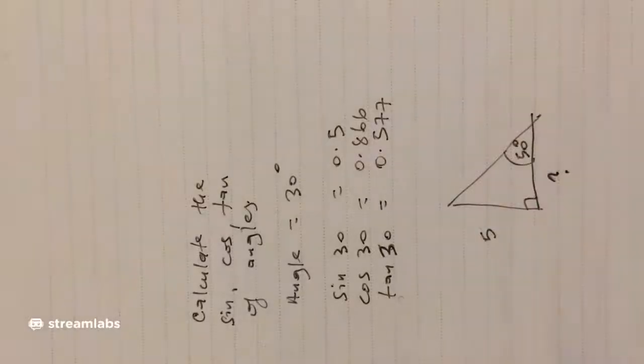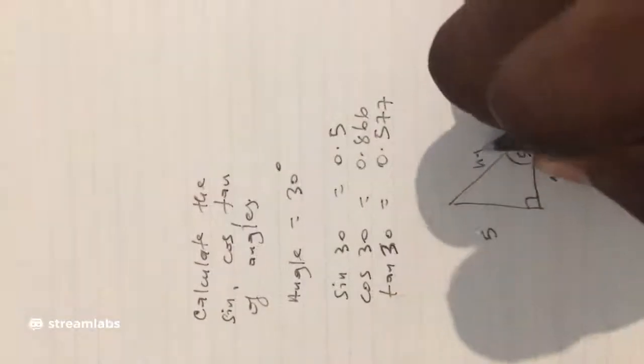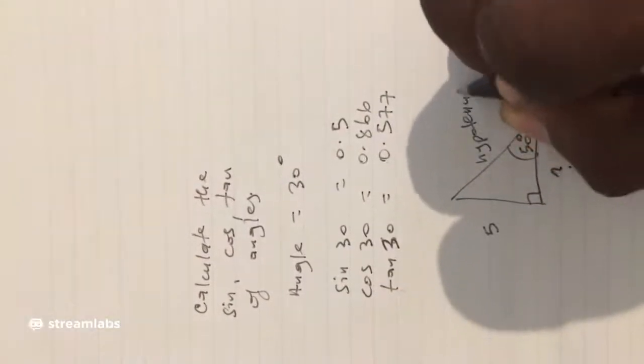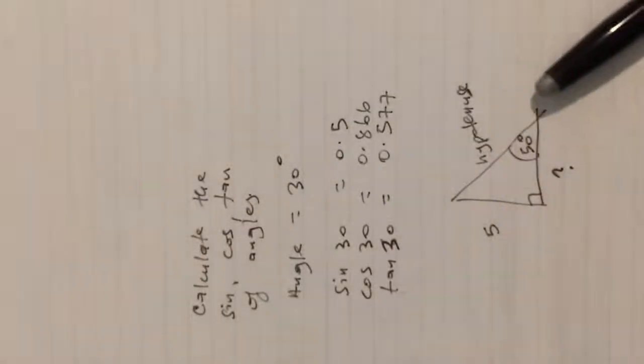Alright, so the first thing we do whenever we have these questions is identify the sides. We identify which side is opposite, which is hypotenuse, and which is adjacent. We know the hypotenuse is always the diagonal line, so that's always the easy part. So this is the hypotenuse.